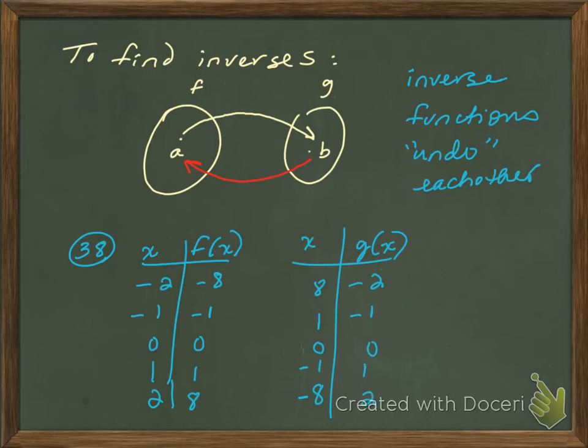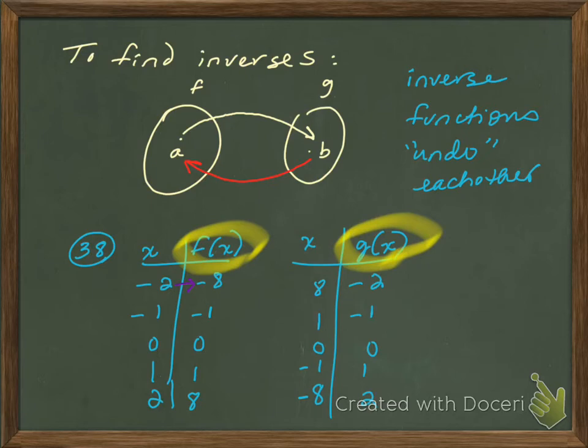So here's my function f, and here's my function g. If they are inverses, then they are going to undo each other, meaning that if f sends -2 to -8, then g is going to send that back.